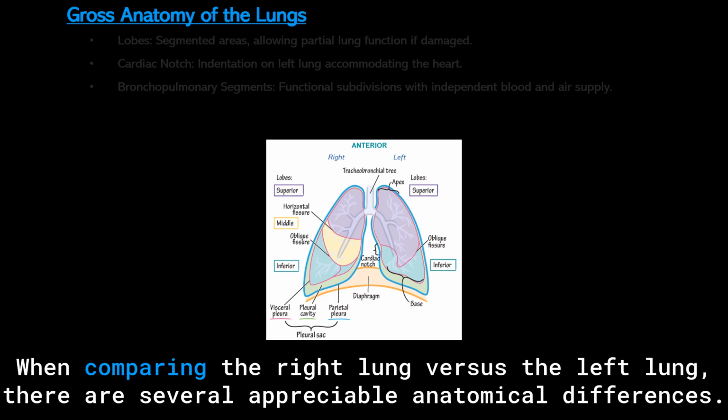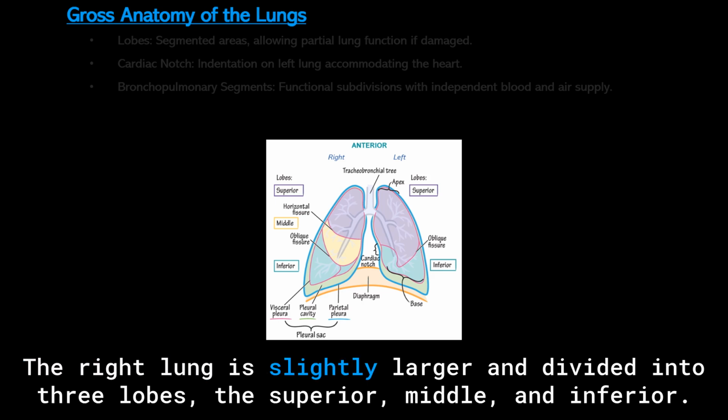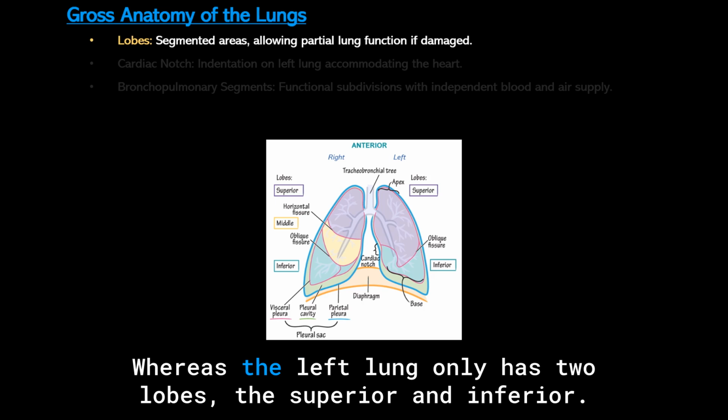When comparing the right lung versus the left lung, there are several appreciable anatomical differences. The right lung is slightly larger and divided into three lobes, the superior, middle, and inferior, whereas the left lung only has two lobes, the superior and inferior.